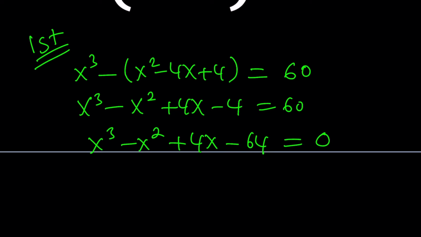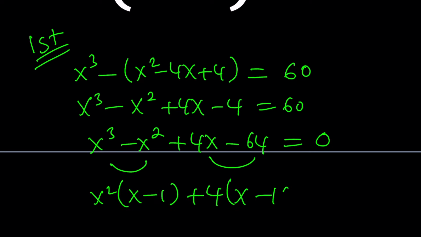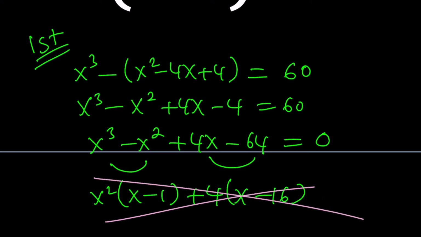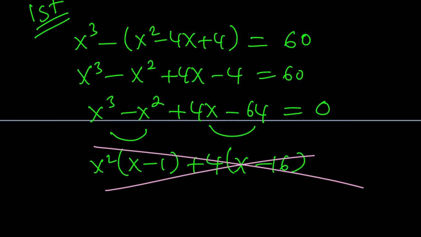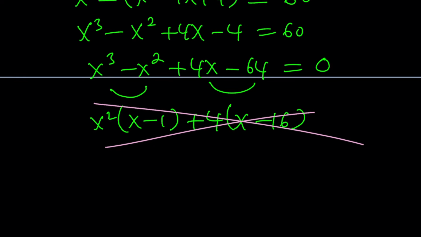Now, it would be really nice if this was factorable by grouping, don't you think? For example, take these two and take those two. Factor out x², you'll get x − 1. Factor out 4, you'll get x − 16. Uh-oh, it did not work, obviously. It wouldn't be that easy, right? So we need to do something else. Factoring by grouping, you should always try it, though, because you never know. It might just work.